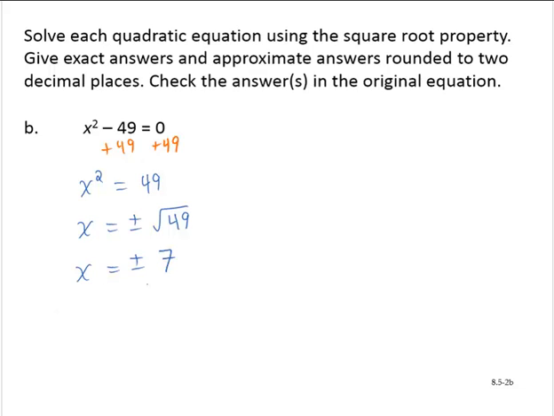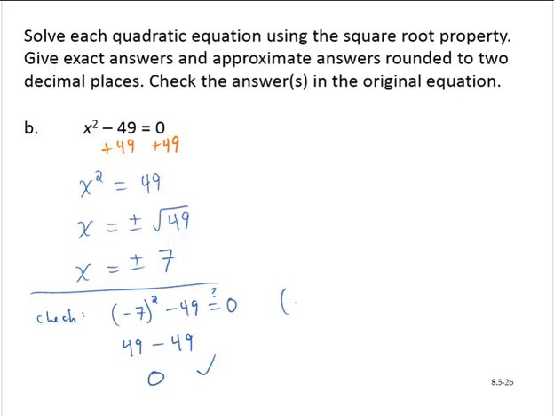Let's check our work. I always check the negative first. Is negative 7 squared minus 49 equal to 0? Well, negative 7 times negative 7 is 49, and 49 minus 49 is 0, so that checks out. And now checking positive 7. 7 squared is 49, and 49 minus 49 is 0, and that checks out as well.